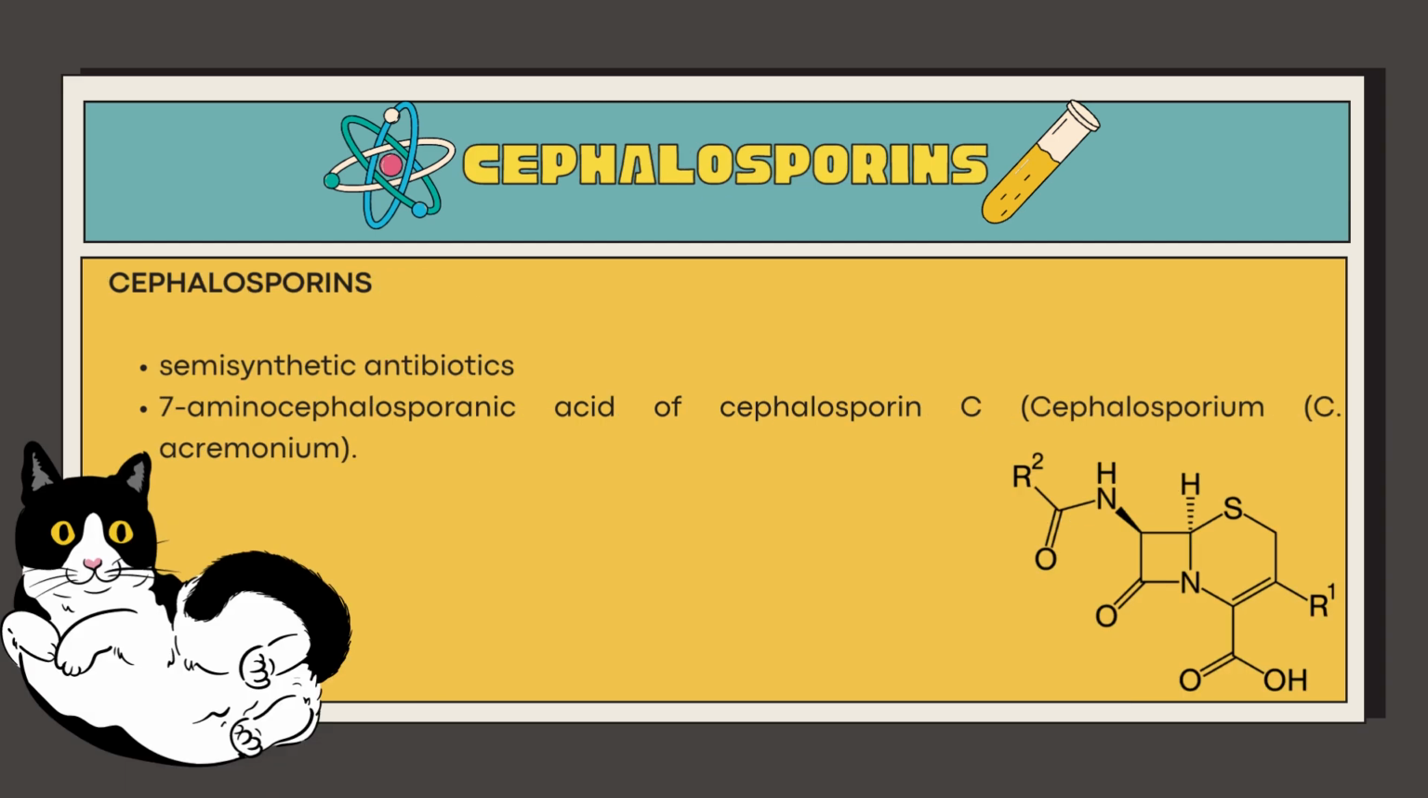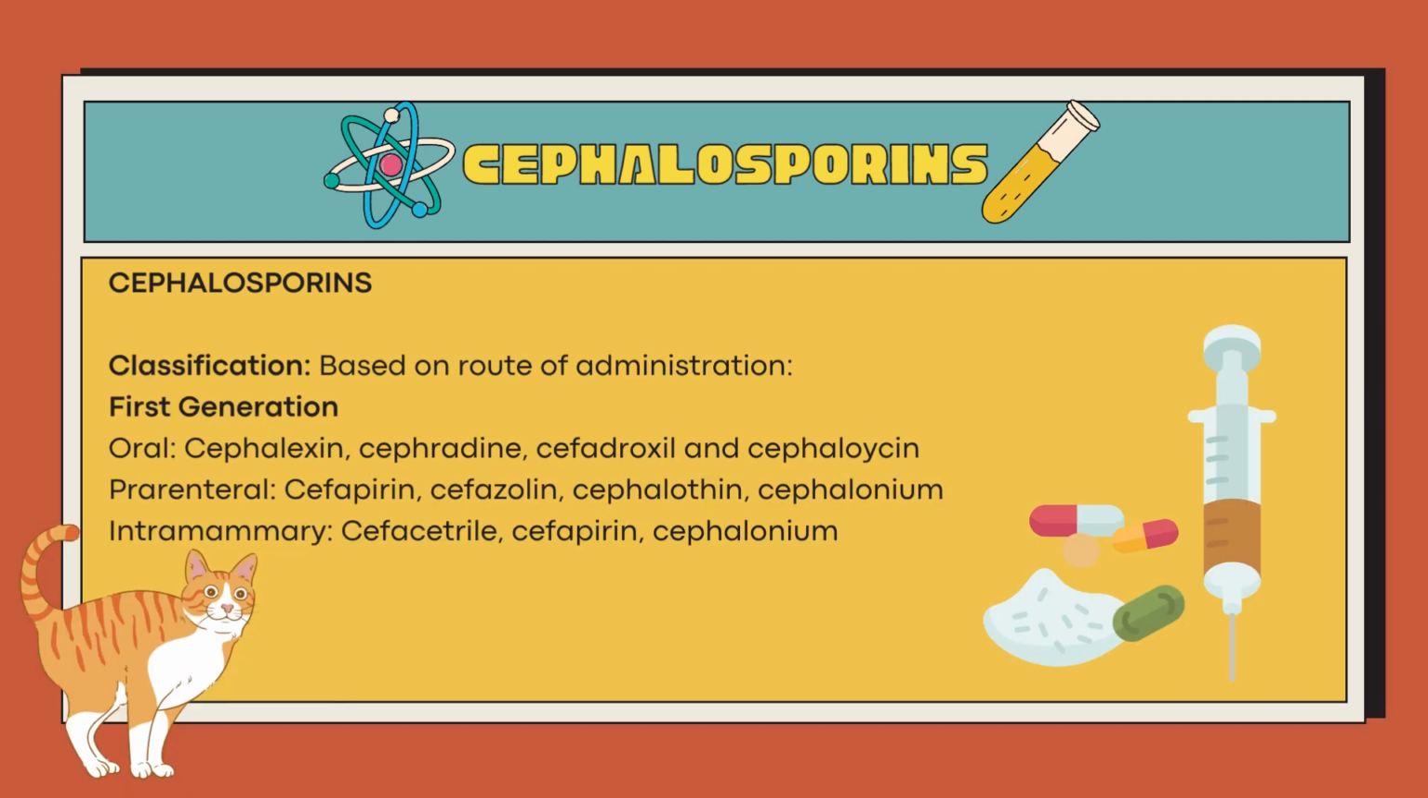Moving on, we have the cephalosporins. These are semi-synthetic antibiotics obtained by making different substitutions in 7-amino-cephalosporanic acid of cephalosporin C, produced by a mold belonging to Cephalosporium acremonium. Moving on to the next slide, we have the classification of cephalosporins. This classification is based on the route of administration.